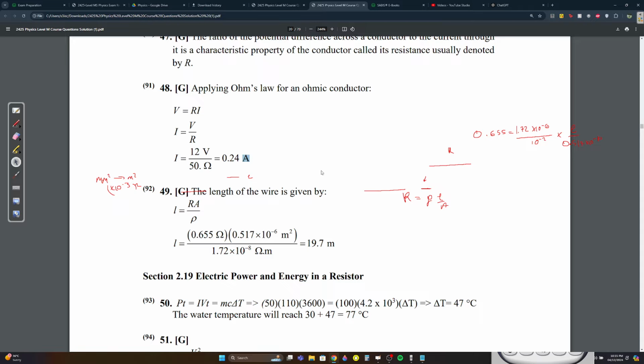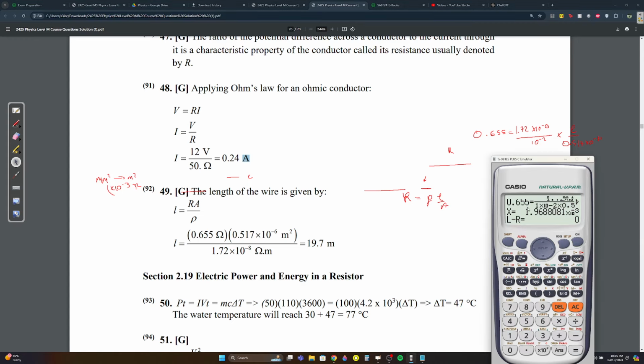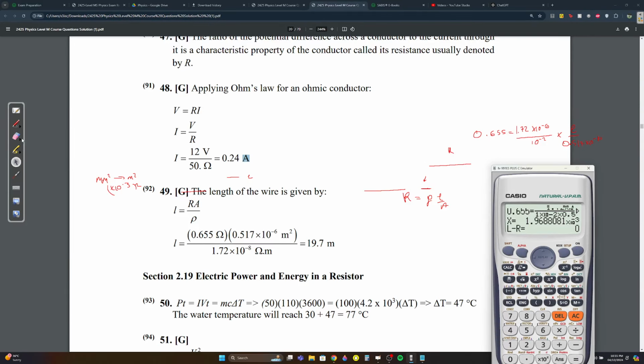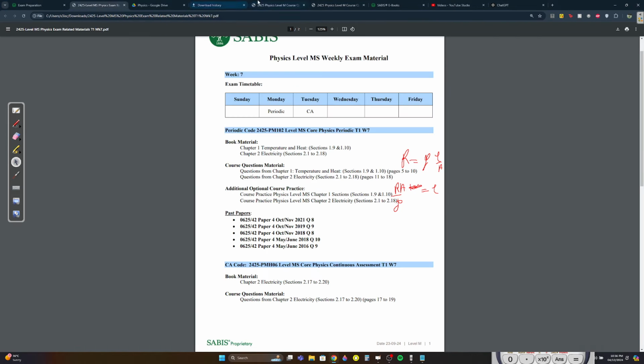Okay, we got it, but we did something wrong. Let's go again and use the equation. We know R is equal to rho L over A. Let's rearrange it, since we're looking for L. Multiply by A and divide by rho, so RA over rho is equal to L.